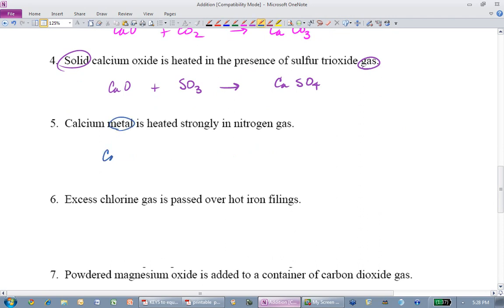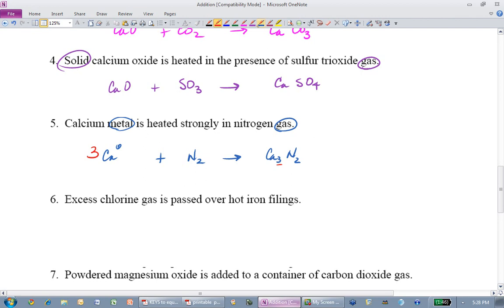Calcium metal. That's just plain old Ca. I like to put an O on it to remind you the oxidation state is 0, but you don't have to do that. It's heated strongly in nitrogen gas. So make a metal with nitrogen. Ca and N, where this is a -3 and this is a +2. It's a 2-3 trick. 3 of the 2s, 2 of the 3s. Get rid of your charges, and there you go. Now balance it. 2 N's on each side, no problem. Calcium's troublesome. 3 here, need a 3 there.